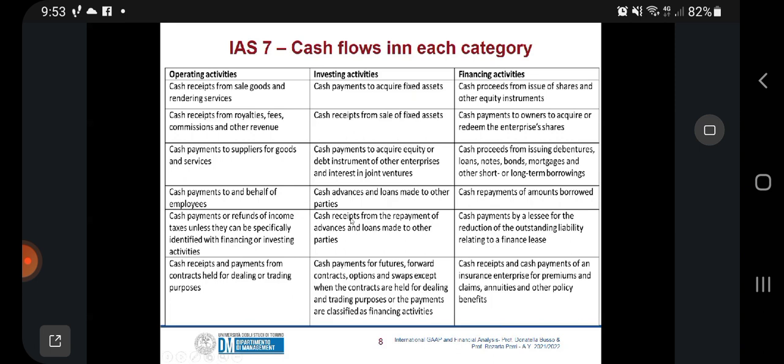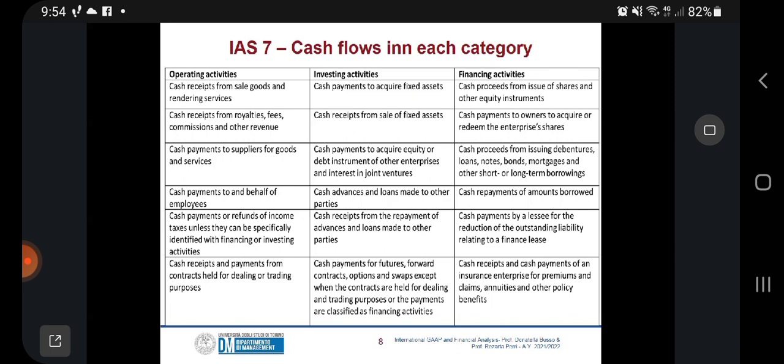Cash advances and loans made to other parties. Be careful. This is not loans received, but loans made. Loans extended to other parties. If it is loans received, it is a financing activity. If it is loans extended to other parties, to other companies, it is investing activity. Then we have cash receipts from the repayment of advances and loans made to other parties. Whenever these other companies repay the loans, we will have money back. It is a cash inflow for us, and this is part of investing activities as well.